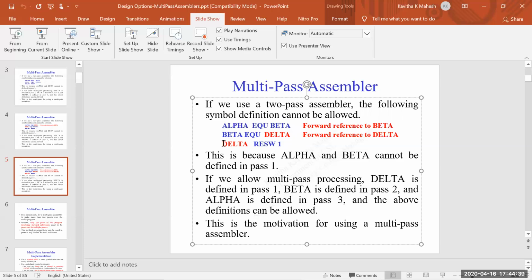If multi-pass processing is allowed over this set of instructions, then delta would be defined in pass 1 because the value for delta is given by the location counter value. Once you know the value of delta by the end of pass 1, in pass 2 you can define beta. And once the value for beta is known in pass 2, in pass 3 we can determine the value of alpha, which means that we need to perform multi-pass processing over this set of instructions in order to define the symbols.